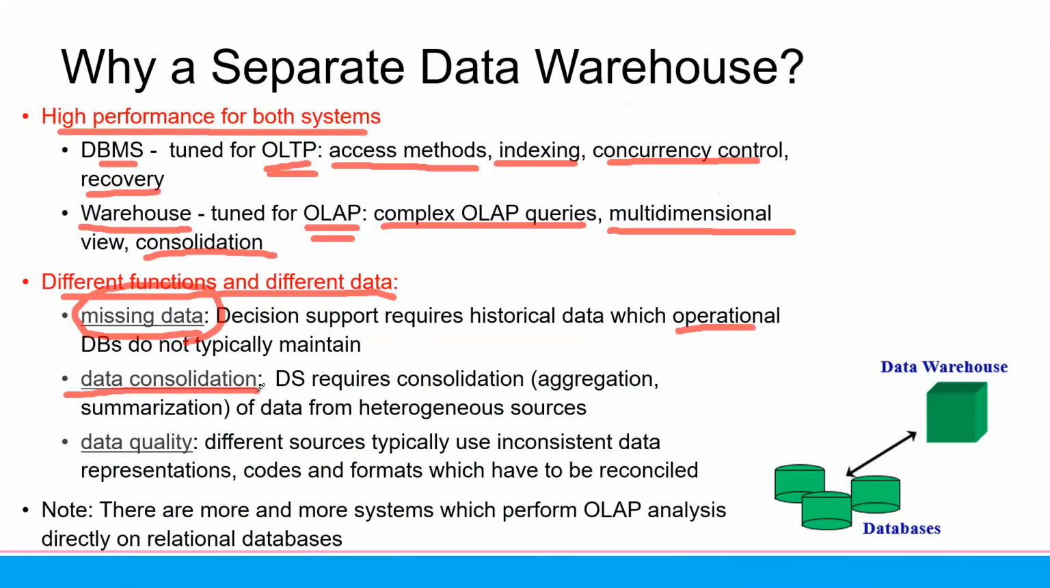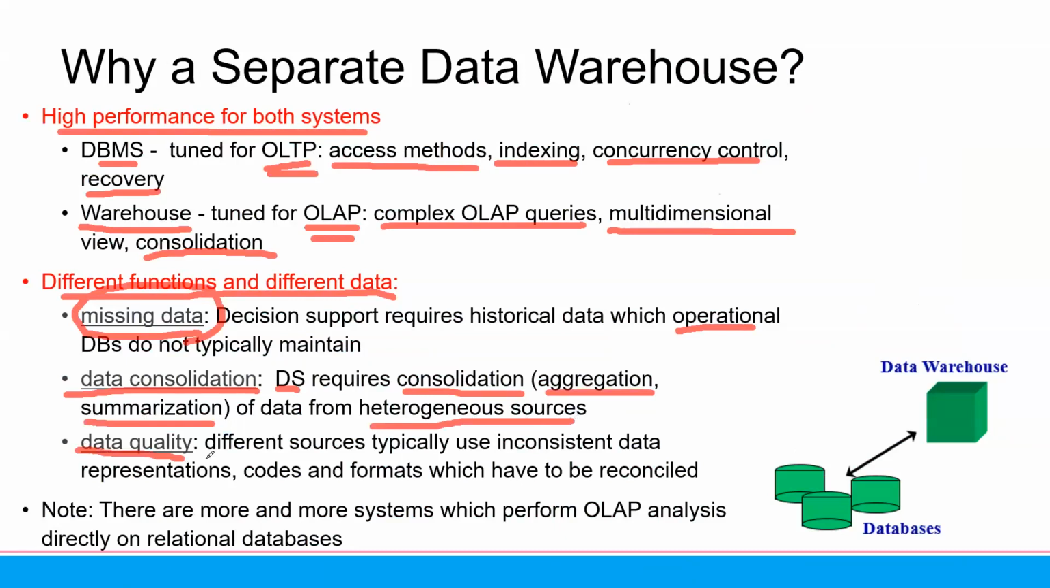Data consolidation. DS, decision support, requires consolidation. So sometimes you need to aggregate. Sometimes you need to summarize from heterogeneous sources.